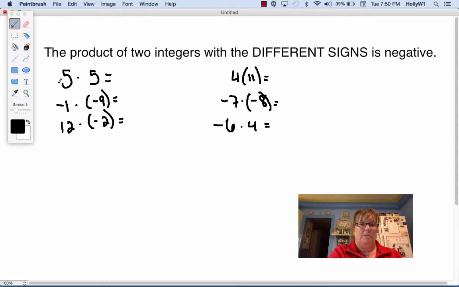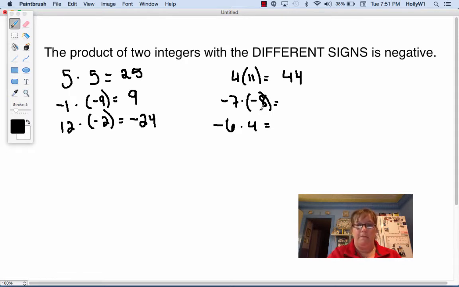Okay, welcome back. A positive 5 times a positive 5 is 25. This is still the same as you remember it. A negative 1 times a negative 9 is 9. Positive, a negative times a negative is positive. 12 times negative 2 is negative 24, because a negative times a positive is negative. 4 times 11 is 44. That hasn't changed.